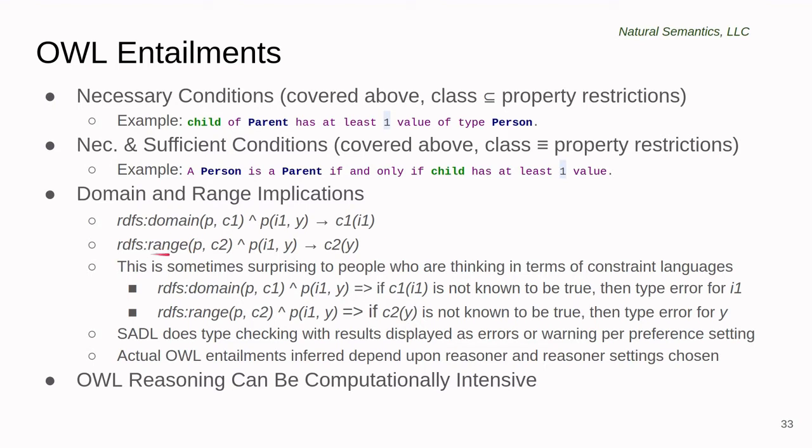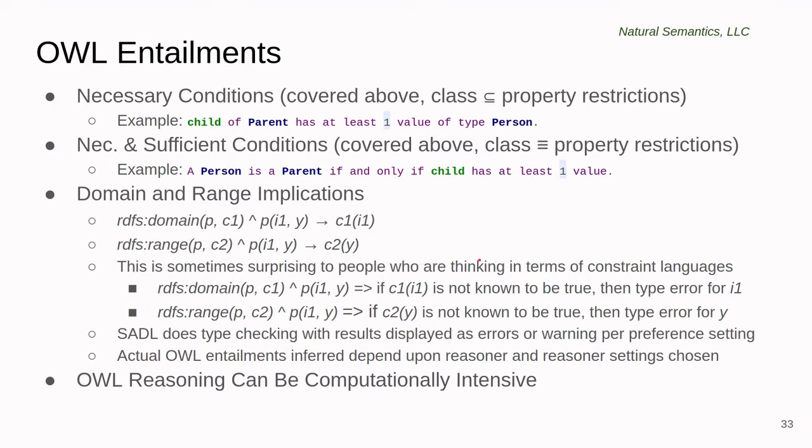Likewise with range, if the RDFS range of P is C2 and we have a triple P of I1 is Y, then that implies that Y belongs to the class C2. In other words, if this triple exists and the range of P is C2, then Y can be inferred to belong to C2.